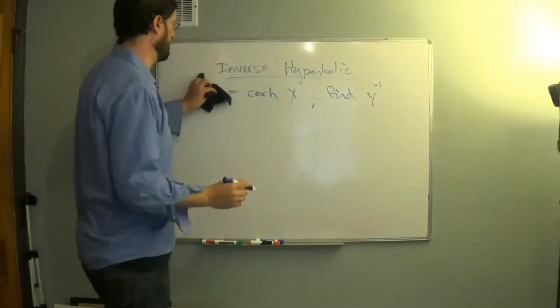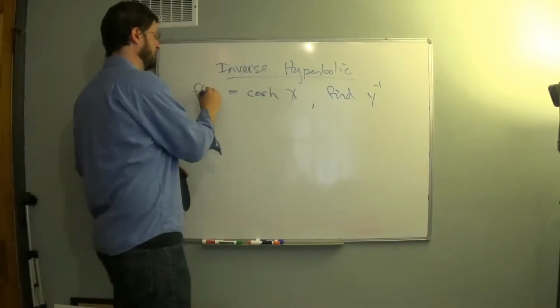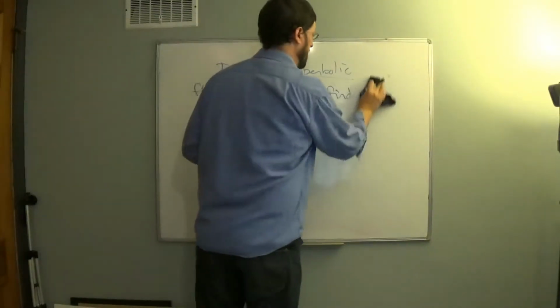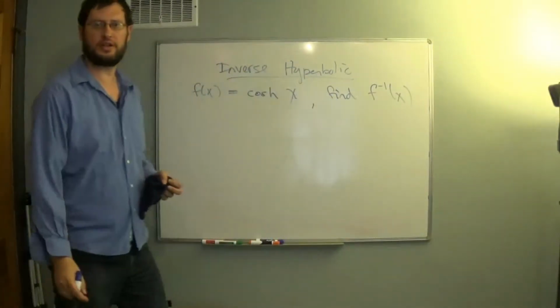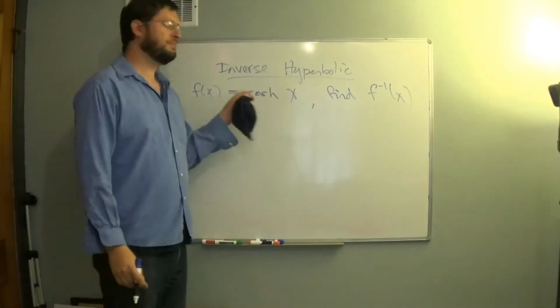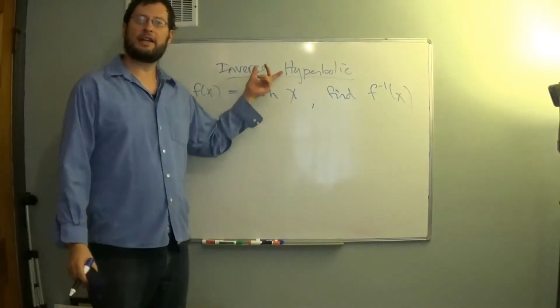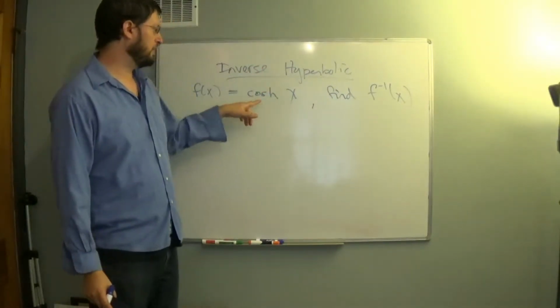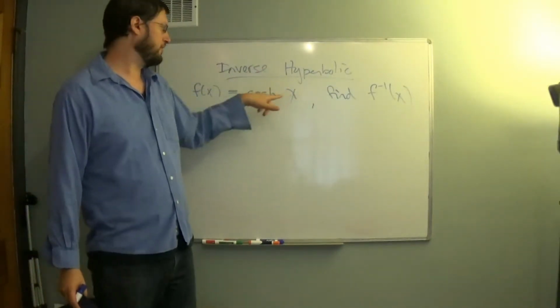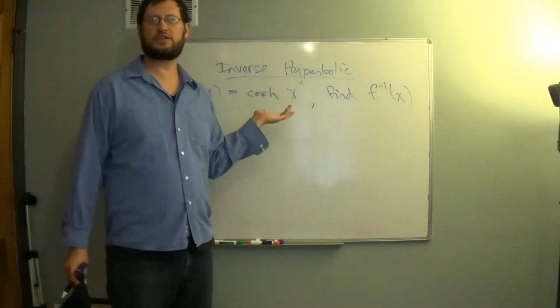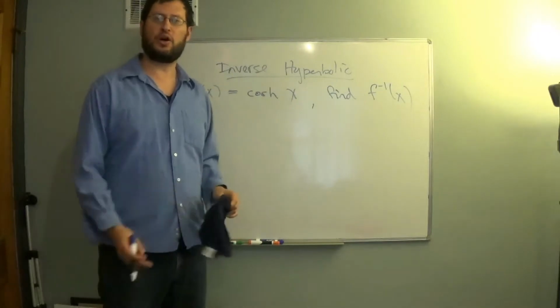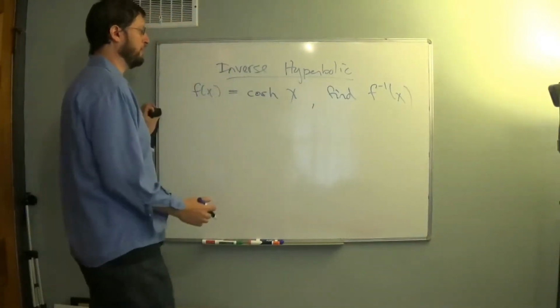Or if you're more comfortable, how about this? If f(x) equals cosh of x, let's find f inverse of x. Let's find the inverse function. Now, it shouldn't be a big surprise that we're going to end up getting natural logs, because these are e to the x. Cosh is essentially a version of e to the x. The inverse function of e to the x is a natural log. So let's see how that works out.